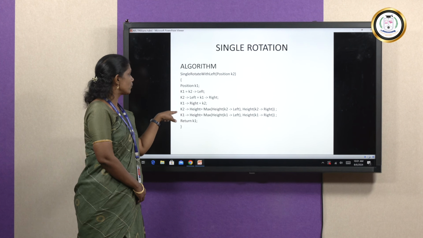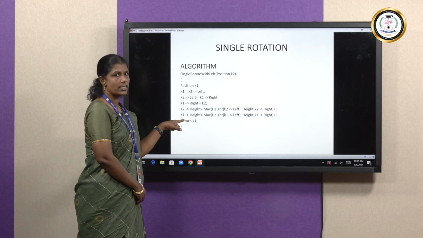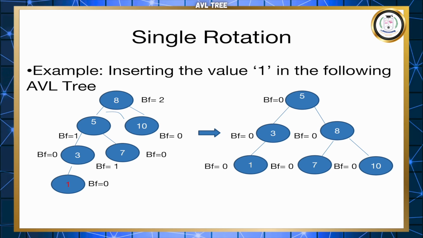So this is the formula for finding the height. Then we have to return K1. Now K1 is the root node. Then we will see one of the simple examples for single rotation.